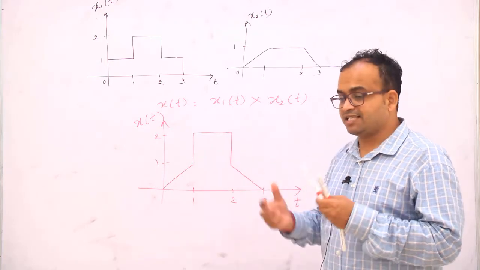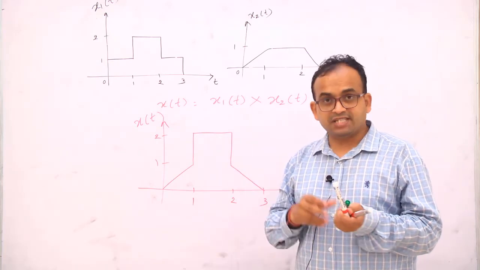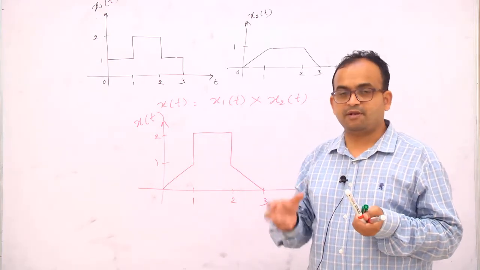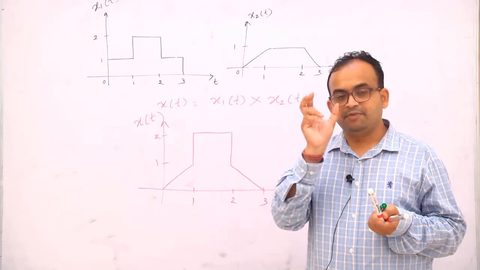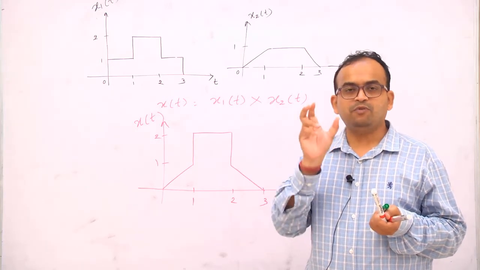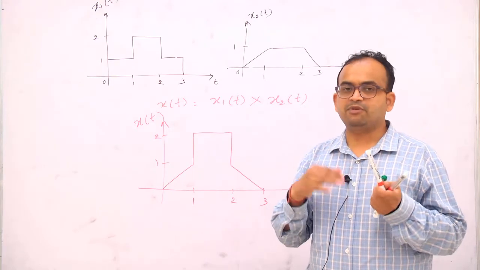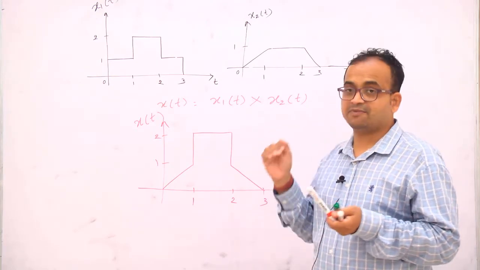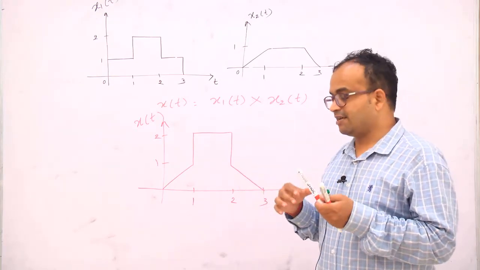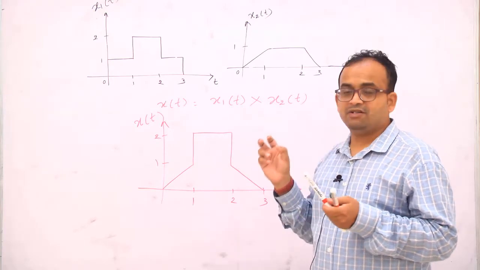So remember these things: when we multiply two signals or more than two signals, we have to see the time interval. In between the time interval, we have to multiply the signals and draw the signals with different levels of the amplitudes. So this is about the multiplication of a signal.